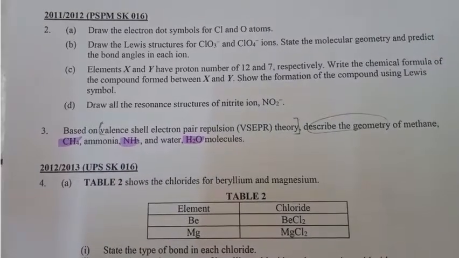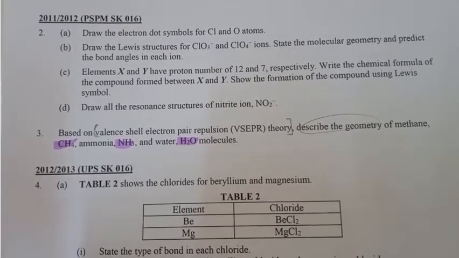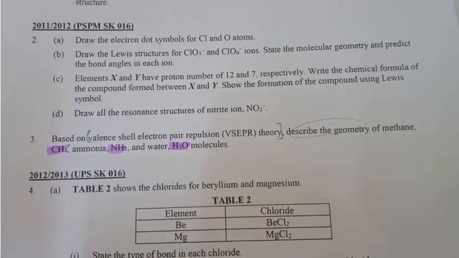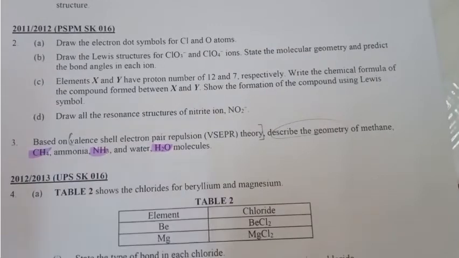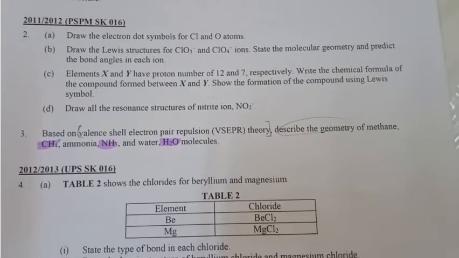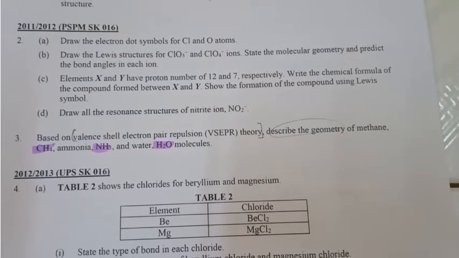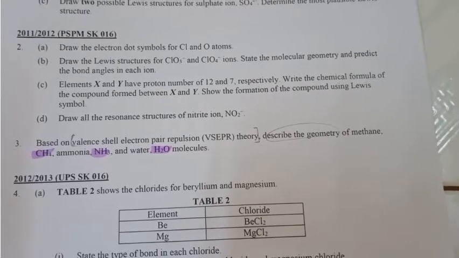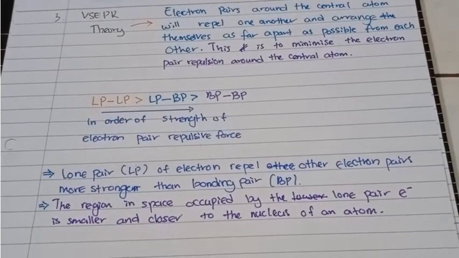Okay, question 3. Based on valence shell electron pair repulsion, VSEPR theory, describe the geometry of methane CH4, ammonia NH3 and water H2O molecules. Okay, first of all, we need to find the key point here. What is the key point? First, we need to know what is valence shell electron pair repulsion theory, VSEPR. Then we need to describe the geometry shape of CH4, NH3 and H2O molecules.